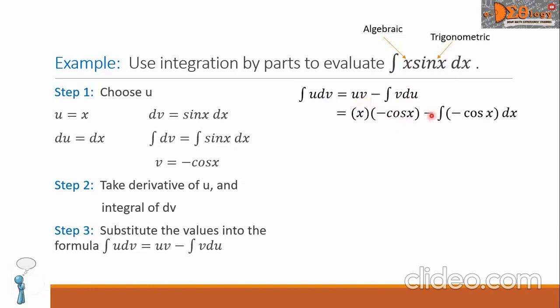Then minus the integral of v. Now this is negative cosine x and the value of du is dx. So we copy it here.